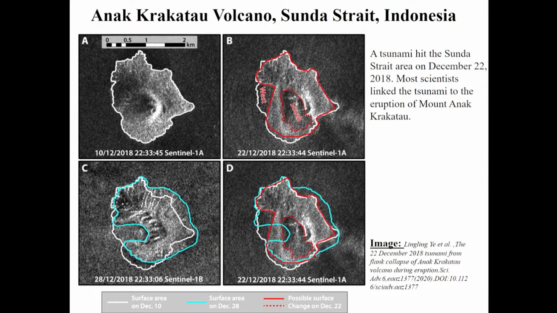Now this is another study carried out by Ling Ye et al. In 2018, a tsunami hit the Sunda Strait area on December 22nd. So what happened? There was an eruption of Mount Anak Krakatoa. Here you can see in both the images the synthetic aperture radar Sentinel-1A data set.